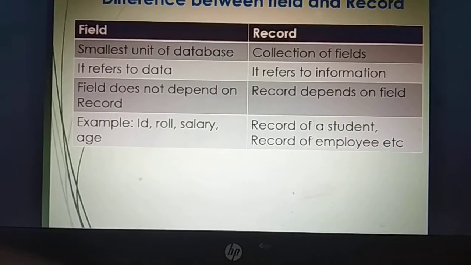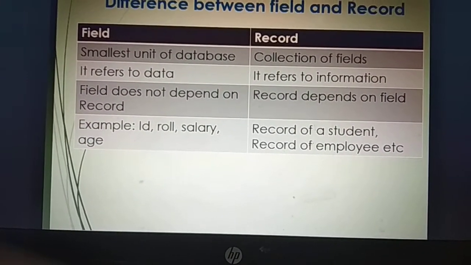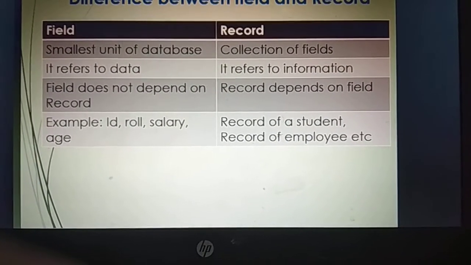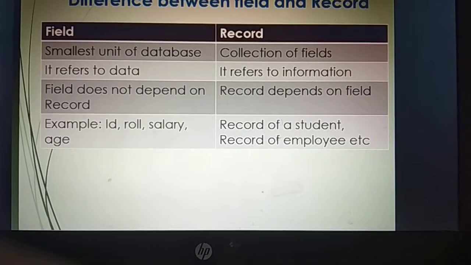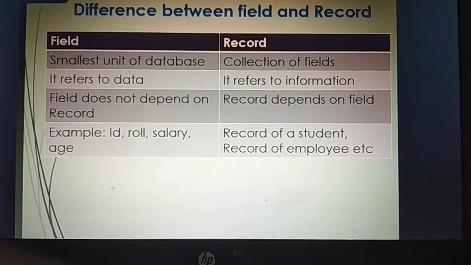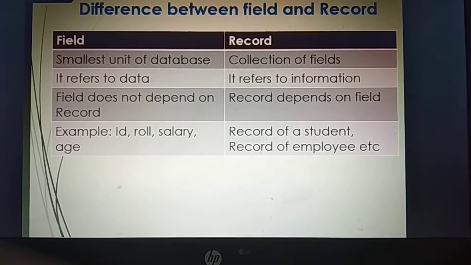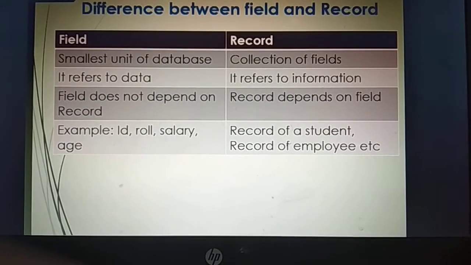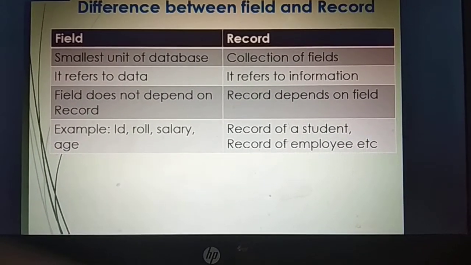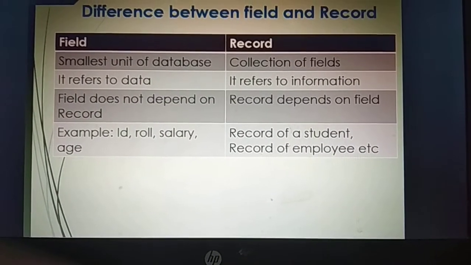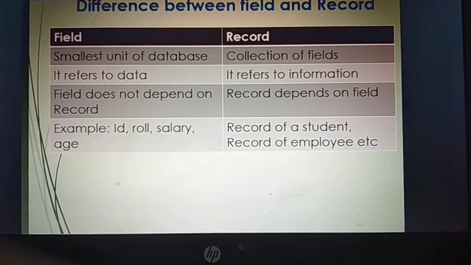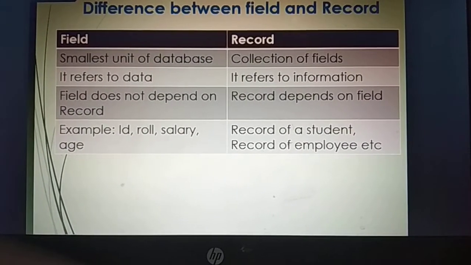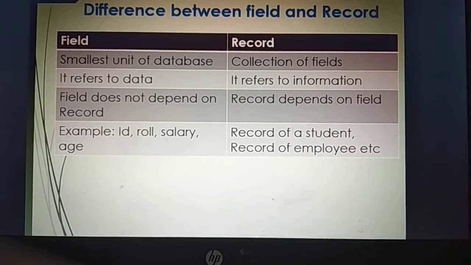These are examples of fields: ID, roll, salary, age, etc. And record of a student, record of an employee, these are examples of records. That means a record of a student has many fields like his name, his ID, his class, his age, etc. And a record of an employee also has many fields like ID, name, salary, designation, date of joining, etc.